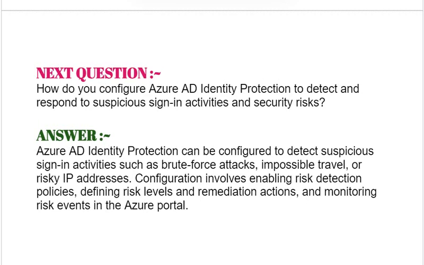Our next interview question is: how do you configure Azure AD Identity Protection to detect and respond to suspicious sign-in activities and security risks? Your answer should be: Azure AD Identity Protection can be configured to detect suspicious sign-in activities such as brute force attacks, impossible travel, or risky IP addresses. Configuration involves enabling risk detection policies, defining risk levels and remediation actions, and monitoring risk events in the Azure portal.